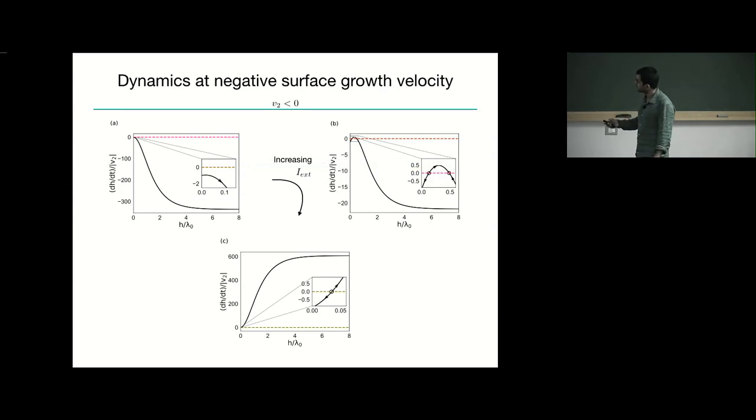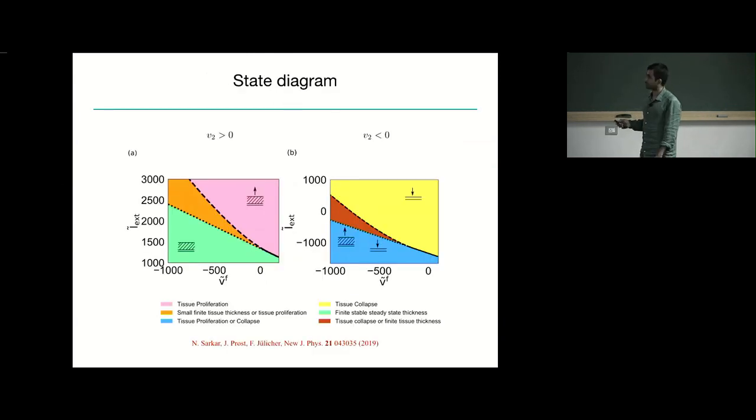Now, if you increase the current even more, you just get this unstable fixed point. So if you are above this thickness, the tissue proliferates. If you're below this, the tissue shrinks. So taking all of these things into account, you can plot a state diagram for this model. This state diagram is current versus velocity: the external current versus external velocity, for positive surface growth velocity and negative surface growth velocity.